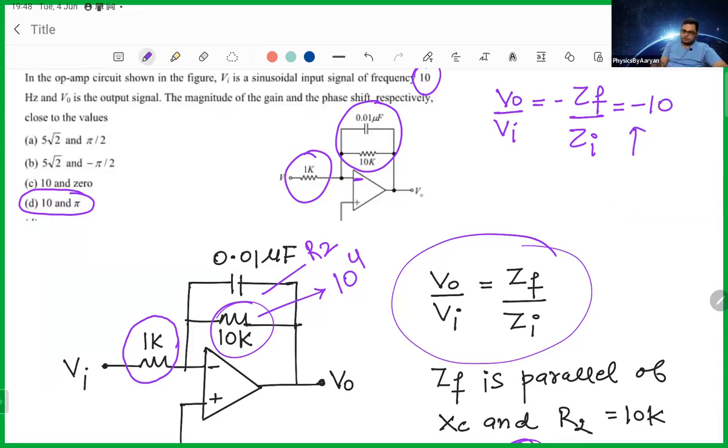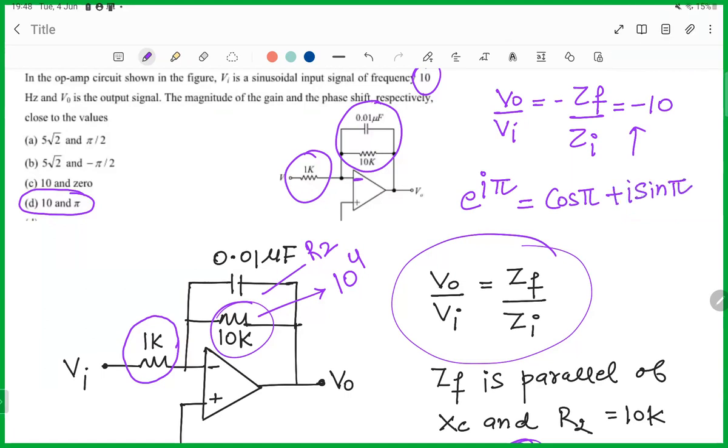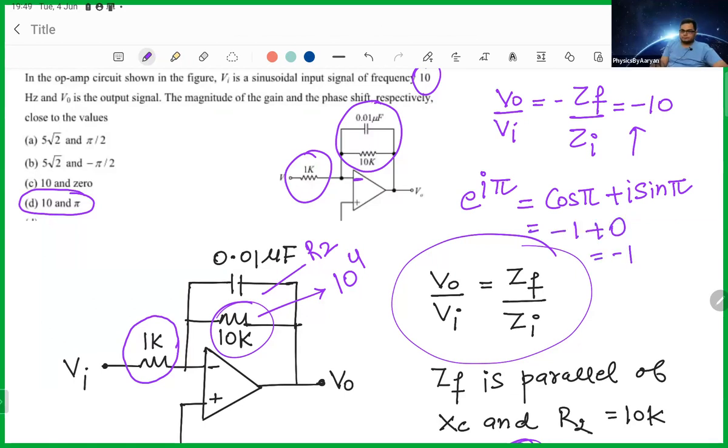Let me show you this. E raised to power iota pi. Using de Moivre's theorem, this is cos pi plus iota sin pi. Cos pi is minus 1, iota sin pi is 0. So your final answer is minus 1. That is why whenever you see a negative sign, you say that the phase difference is pi. Because if this is one side, then this is the other side, both negative to each other, with an angle of 180 degree between them. That is why your phase difference is pi, but the gain is 10.